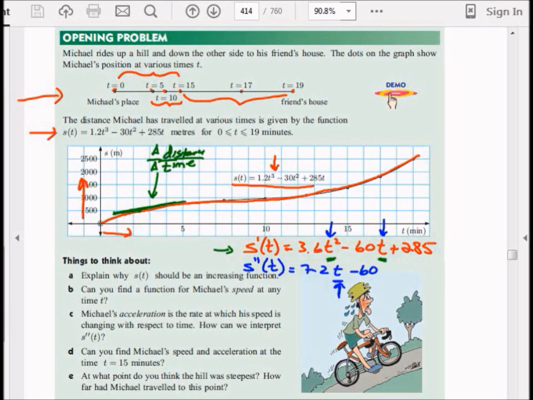And E, at what point do you think the hill was the steepest, and how far had Michael traveled to this point? So where do you think the graph is the steepest, or the hill is the steepest? Okay, so we're looking for a maximum at that point. So I want you to put some thought into that. What is going to happen? How could you tell?